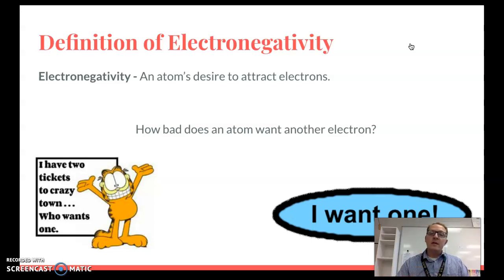The trend before this was ionization energy. How difficult is it to remove an electron? Well, where are those electrons going? To those atoms that really want them. But not all atoms do. So electronegativity is an atom's desire to gain a new electron from someplace else, one that it didn't have before.